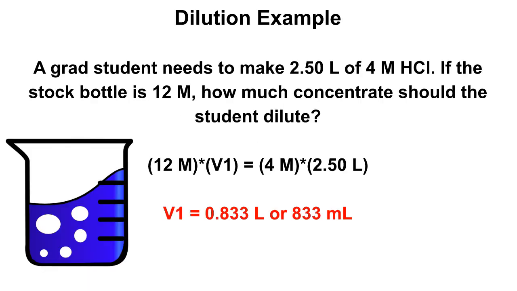So now let's take a look at a dilution example. Here we have a grad student who needs to make 2.5 liters of 4 molarity HCl. If the stock bottle is 12 molarity HCl, how much concentrate should the student dilute? So then we take a look here.